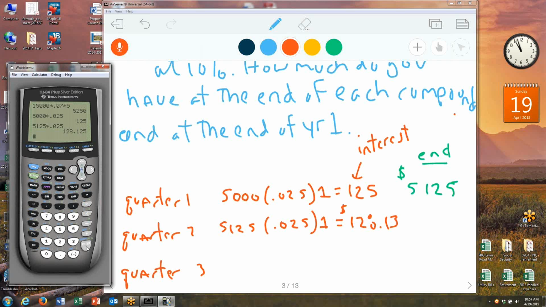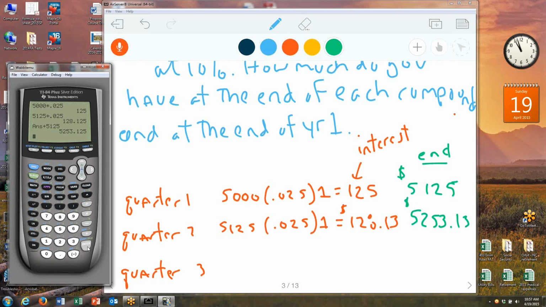Who's going to not take that, right? So that gives me my new total. If I add that to my old total of 5125 where I started at, I actually have at the end of this quarter, of course, with money you use 2 decimal places, $5,253.13. Okay, so I'm going to do that each time.